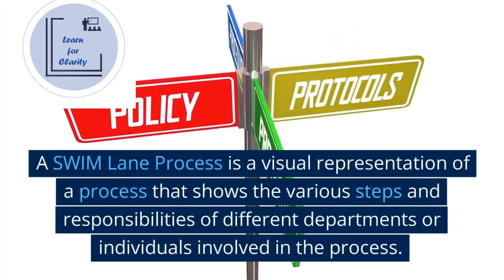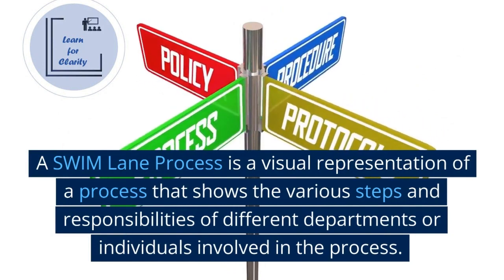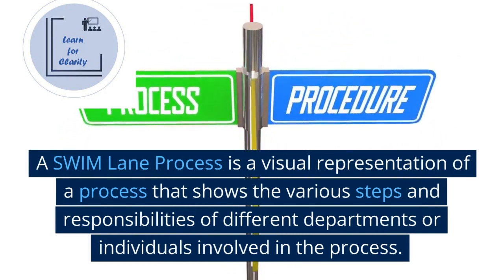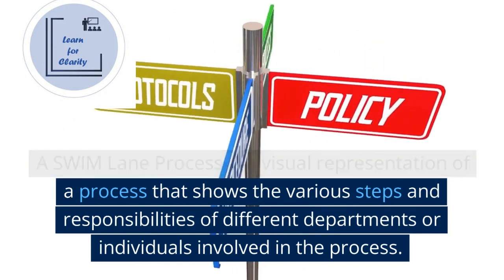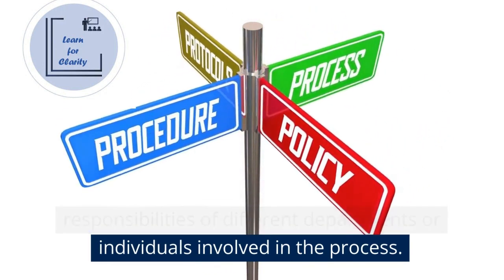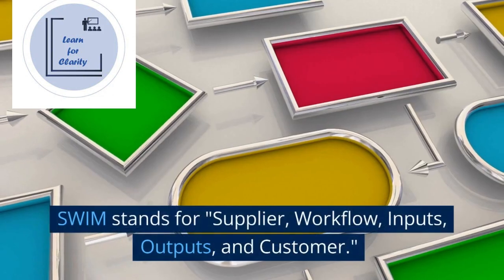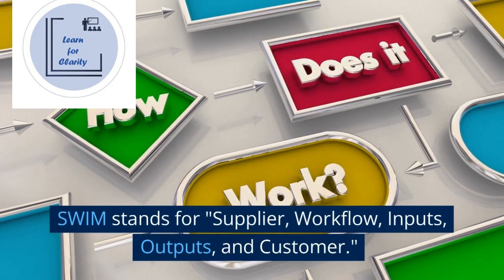A swim lane process is a visual representation of a process that shows the various steps and responsibilities of different departments or individuals involved in the process. SWIM stands for supplier, workflow, inputs and outputs, and customer.